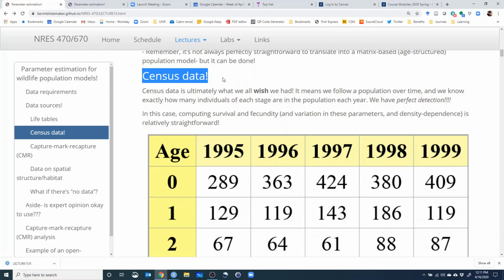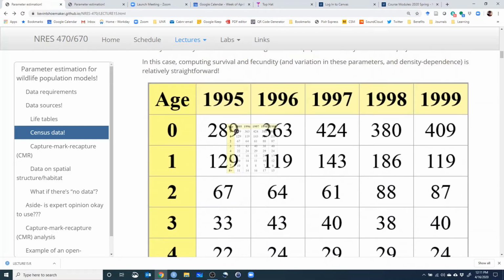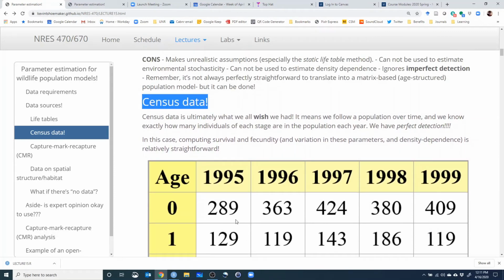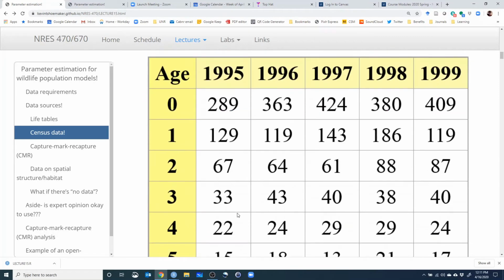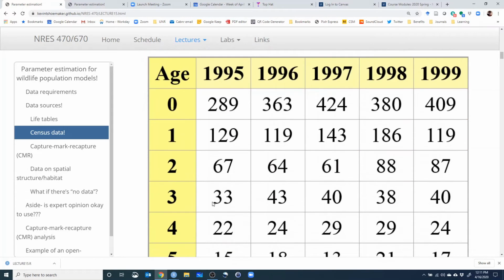But if we have perfect detection, then we can go out year after year and count up the total number of newborns, the total number of 1-year-olds, 2-year-olds, 3-year-olds in the population at any given time. And so here's an example where we went out in 1995, 1996, all the way through 1999, and we counted up all the newborns, all the 1-year-olds, all the 2-year-olds, all the 3-year-olds. So not only do we have perfect detection here, we can age the individuals perfectly. So disregard the fact that this is completely unrealistic.